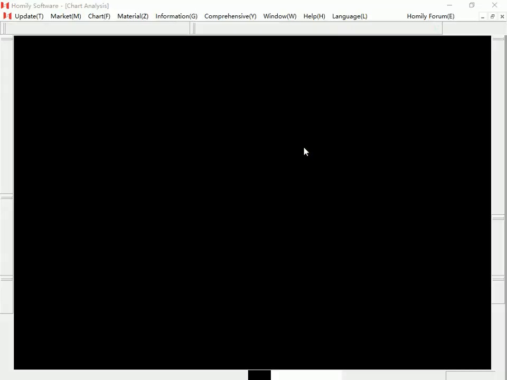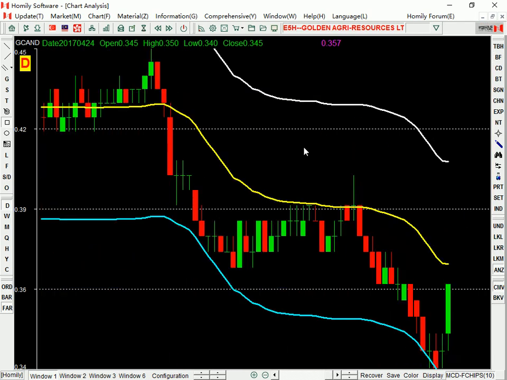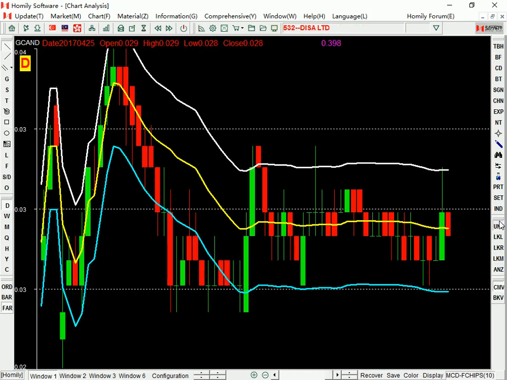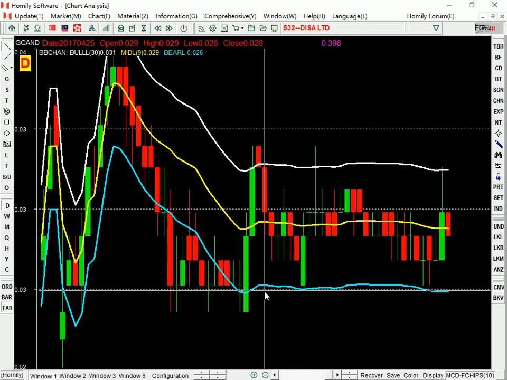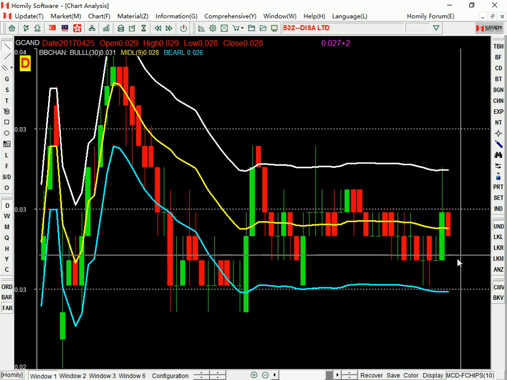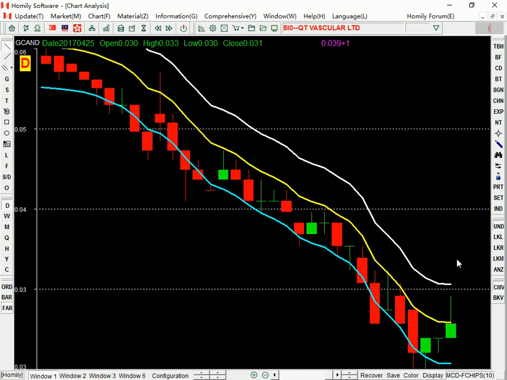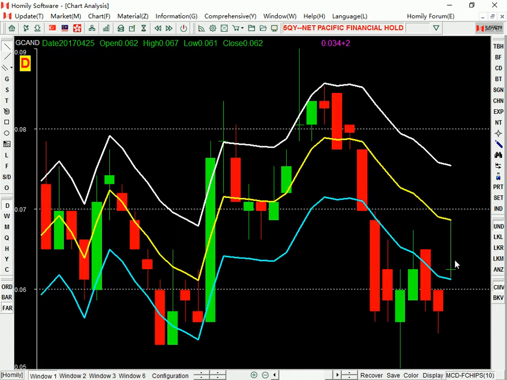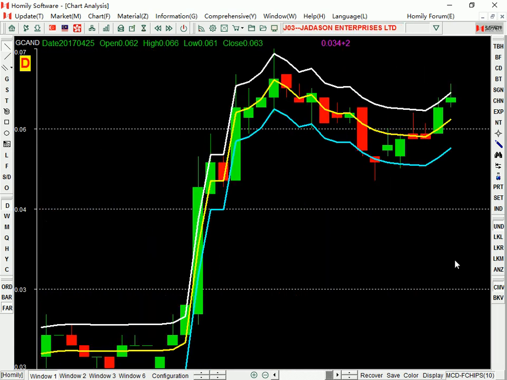So let's see some examples. So let's see this stock. It's sideways. Where is the buy point? Here buy point, here sell point, here buy point, here sell point. Flat.